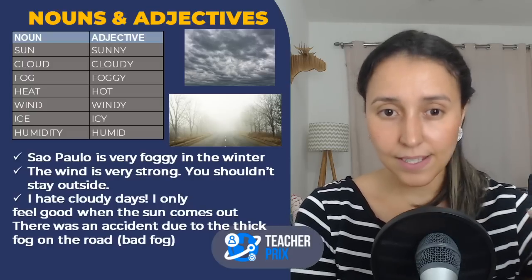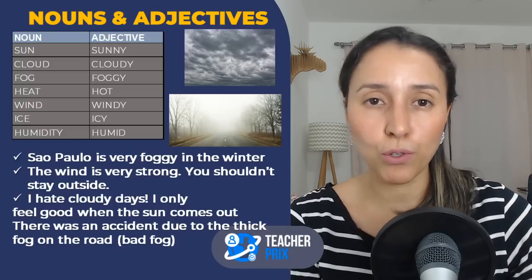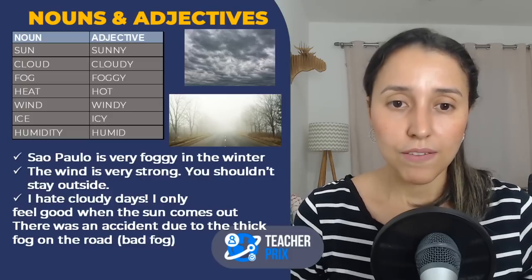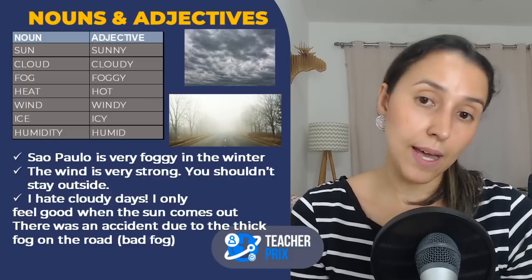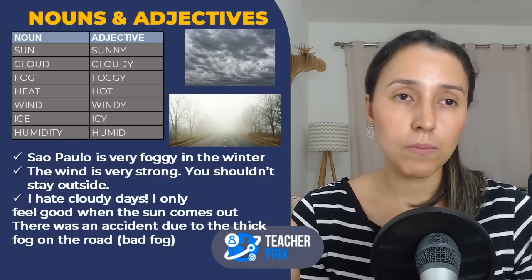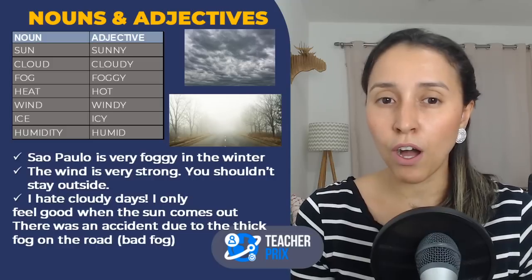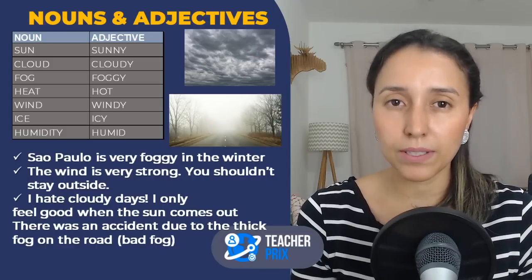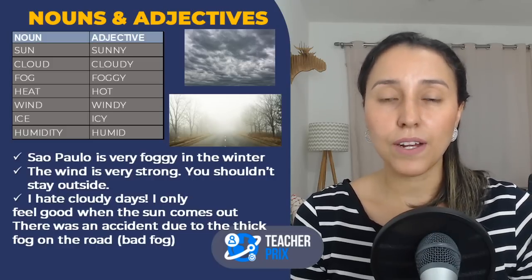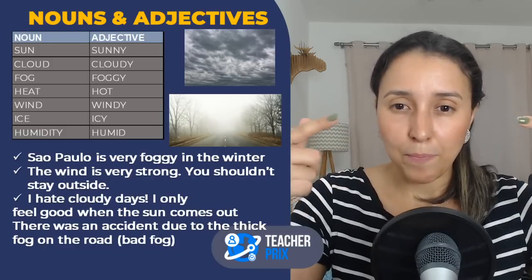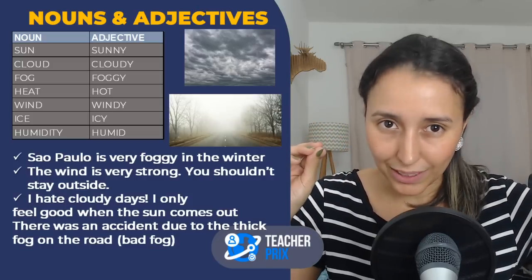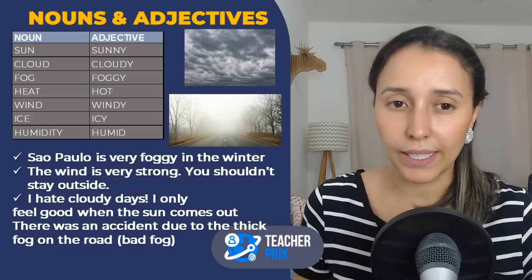Fog. Fog is the second picture. I recommend you go to Google Images and check this out. Fog usually happens in the morning, maybe in the winter and in the fall. In some countries, it can happen in the spring, and it's very difficult to see. It looks like smoke, but it's not smoke, okay?